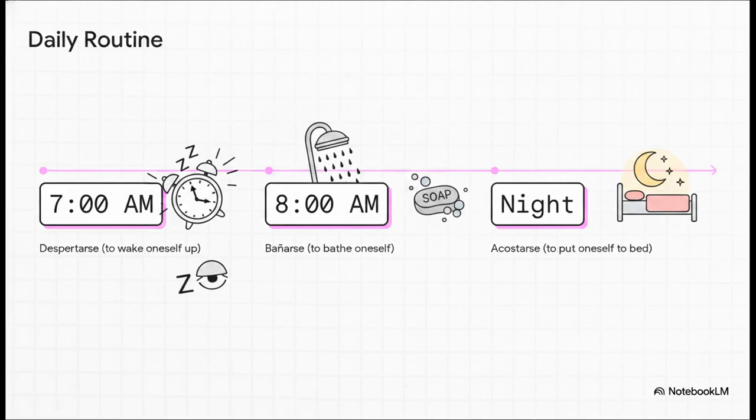At 7 a.m., the alarm goes off, right? The verb is despertarse, to wake oneself up. By 8 a.m., she's in the shower. That's bañarse, to bathe oneself. And then, when night rolls around, we circle back to the verb we saw just a minute ago, acostarse, to put oneself to bed. Notice a pattern here? All of these infinitives end in se. That is a massive clue right there, signaling that these are reflexive verbs and they absolutely need to be conjugated with those tailored pronouns we just went over.